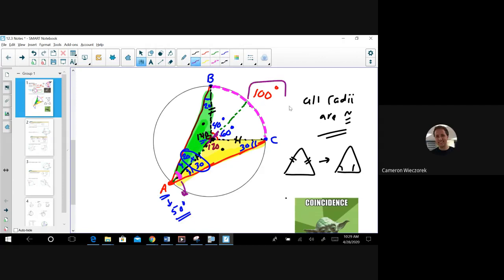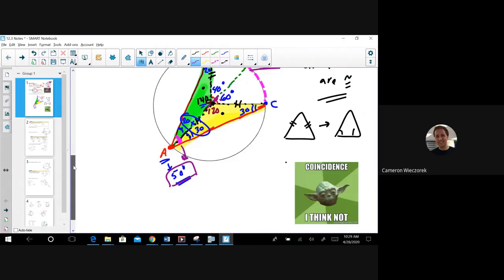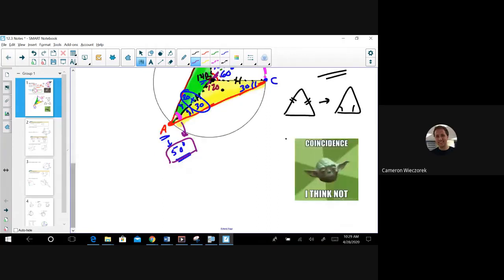And the original arc was 100. So what did we do? We cut it in half. And that's going to work every time. Even if I used like 150 here, or if I used 80 here, it really didn't matter. It's always going to be half the measure of that intercepted arc. So Yoda's reminding you, is this a coincidence?